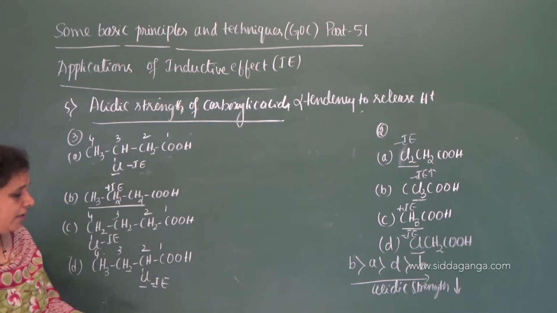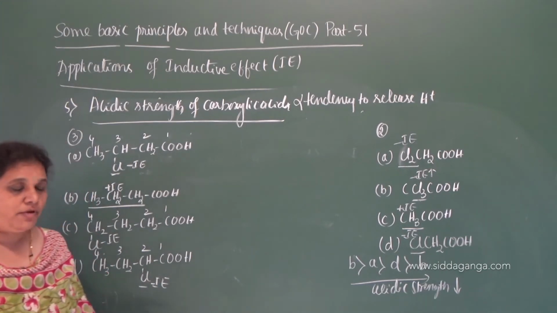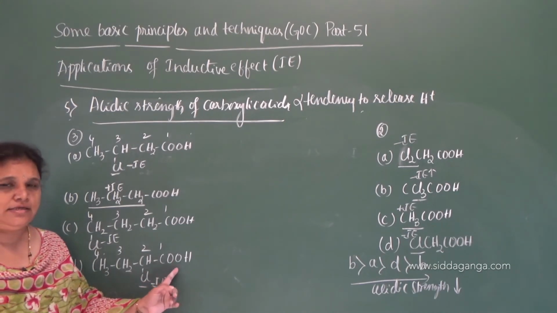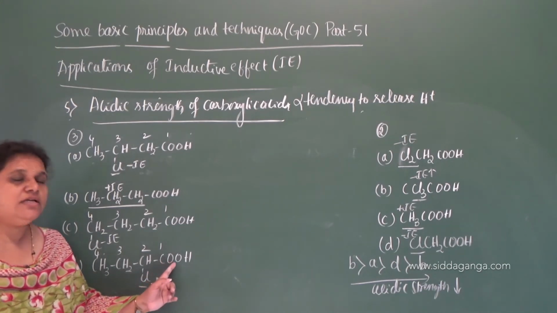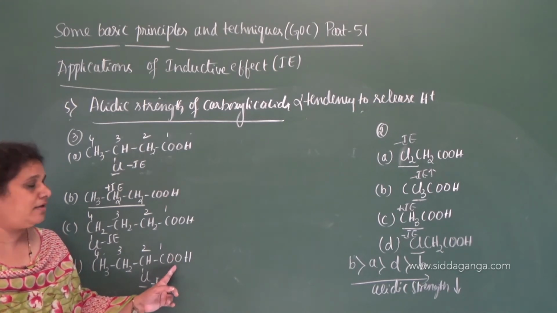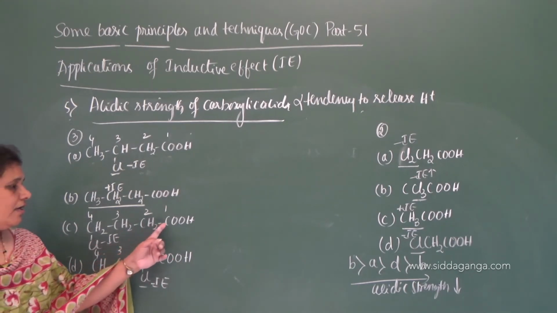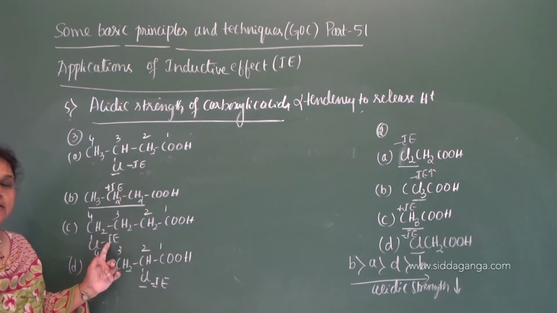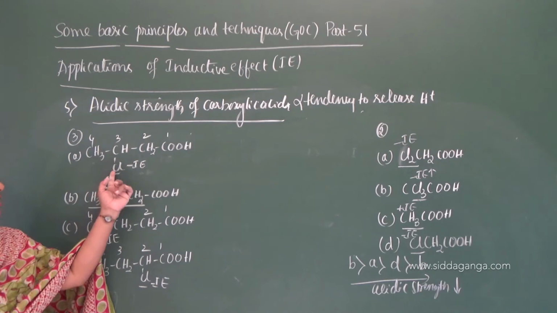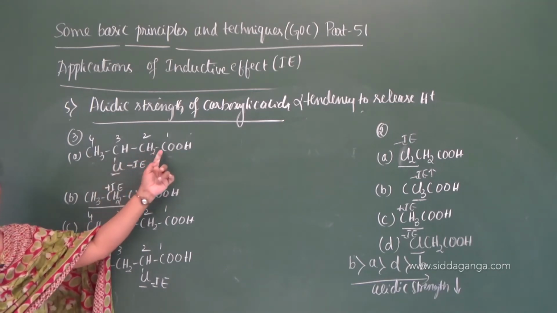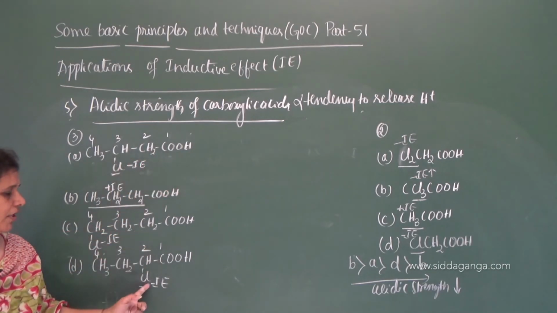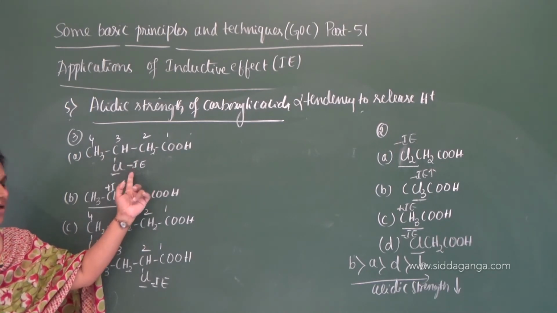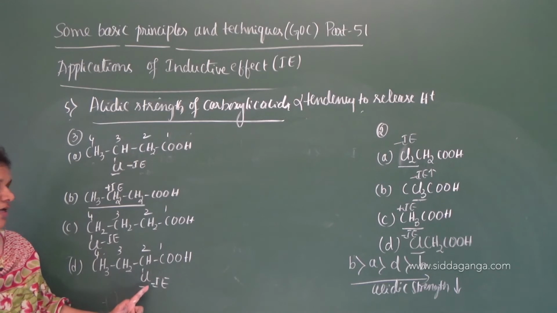But the magnitude of negative inductive effect given by this chlorine is more because the distance is less. The distance between chlorine and the COOH group is less. Correct? But here the distance increases, therefore the magnitude of minus I effect is less. But here also the distance increases compared to here, therefore the magnitude of minus I effect is less here. Here still less, and here it is more.